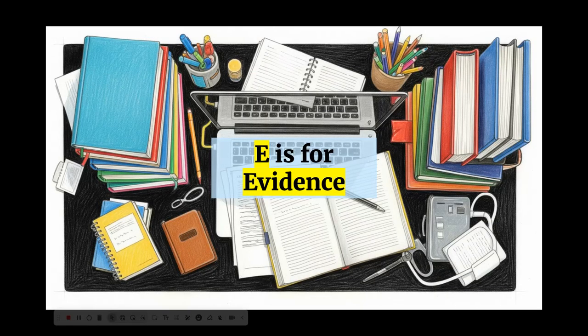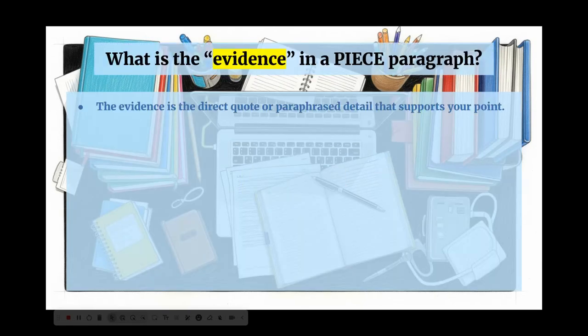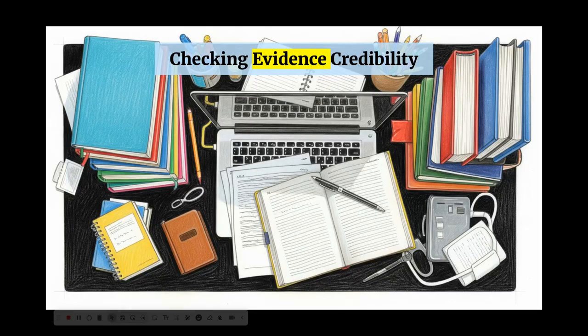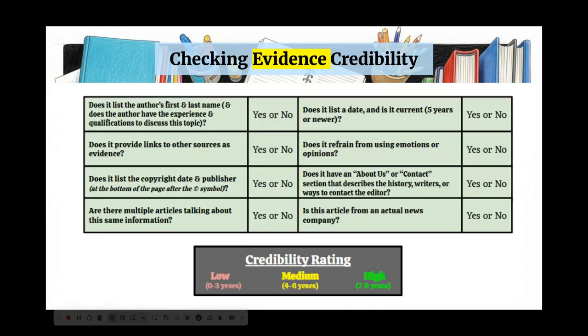Okay, speaking of evidence, let's talk about it. The evidence is obviously the quote or paraphrased information that supports your point that you got from somewhere else. It should be accurate, relevant, and specific. There's lots of different types of evidence, like articles, data, experts, scientific research, that kind of thing. One thing I want to talk about really fast is how to know that your evidence is credible. This chart specifically is talking about news articles, but you can use most of this for scientific research and other stuff.